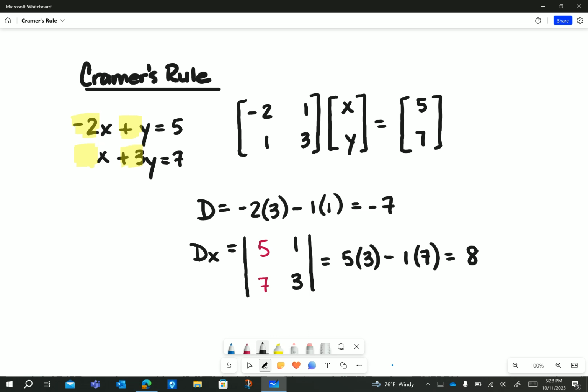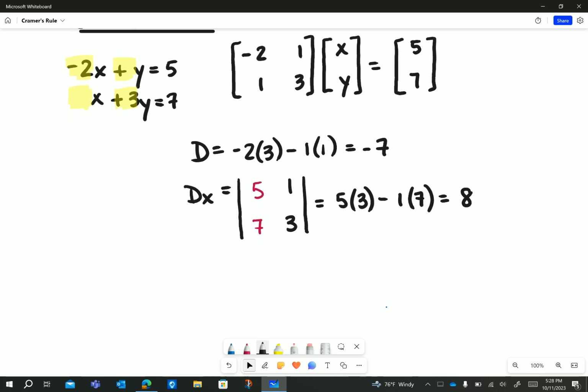So we do the product, 5 times 3 minus the 1 times 7, which is 15 minus 7, and we get an 8. So we're going to do the same thought process, find the determinant with respect to y, but this time we are going to take our output values and we are going to replace the y coefficients. So let's see what that looks like. So we retain the x coefficients, we replace the 1 and the 3 with a 5 and the 7 this time, and we calculate the determinant.